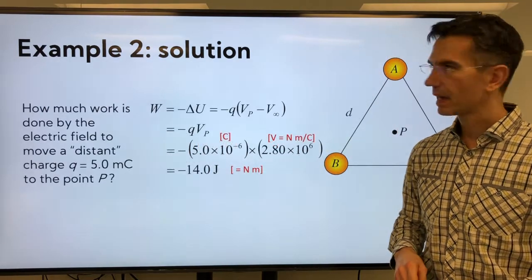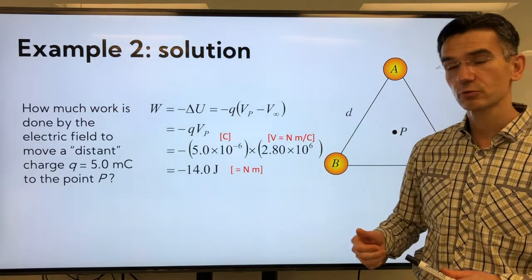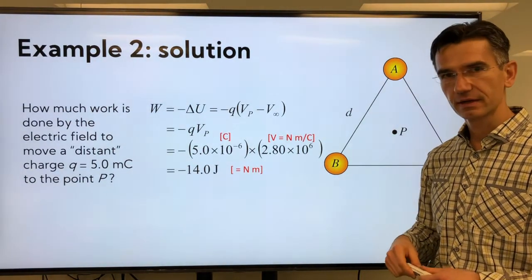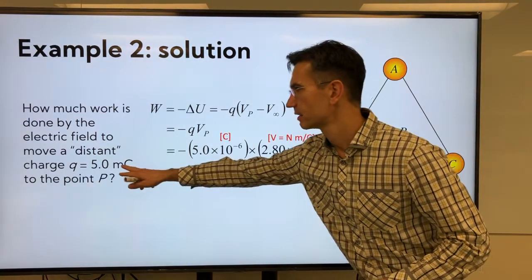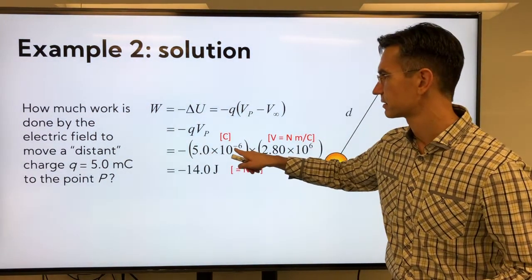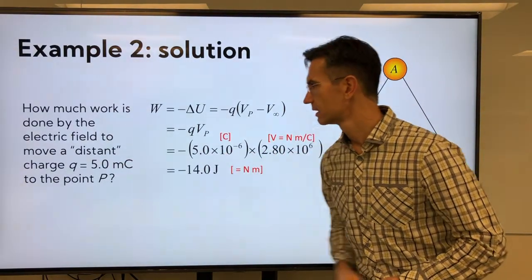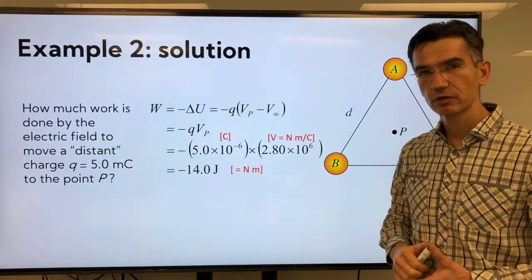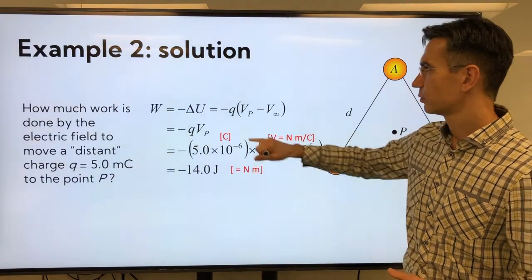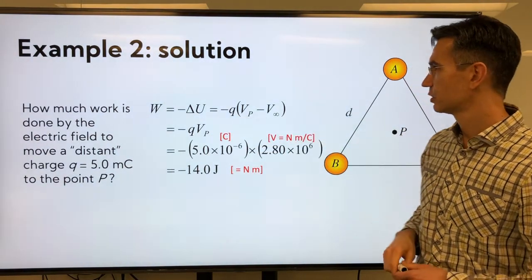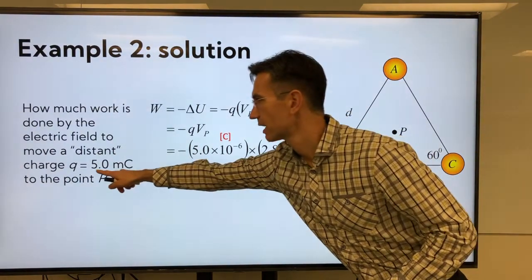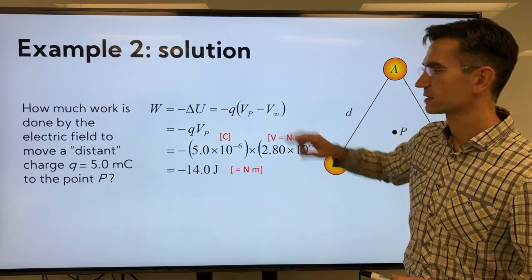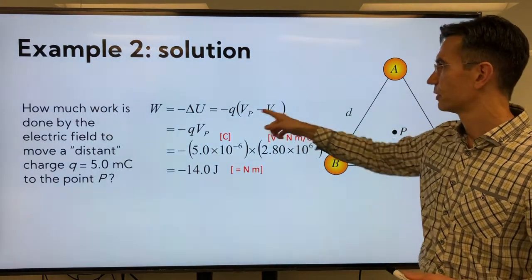And then, how much work do we do? How much work does the electric field do? Not we, but how much work does the electric field do in bringing a distant charge of 5 microcoulombs, because this is 5 times 10 to the minus 6, not milli, to the point P. So the work done by the electric field is the negative of the change in the electric potential energy, which is minus Q, for Q now being the charge that we're bringing in to point P, times the difference of the electric potential at point P and infinity.